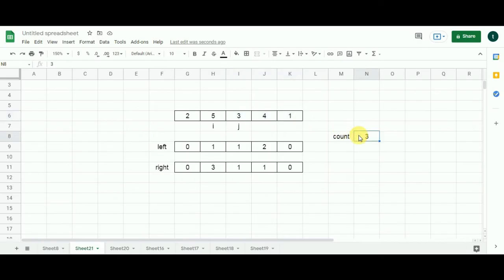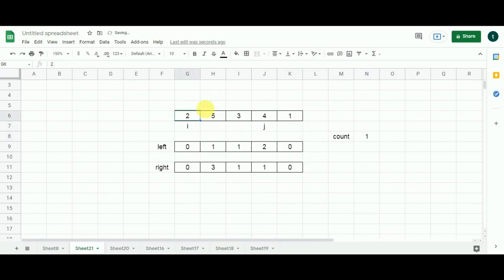Now let me clear this count variable first, and I moves to the last cell from the right hand side, and j goes back to its base position. Now I represents 2 and j represents 1. So is 2 greater than 1? Yes, it is. So the count variable increases by 1. J moves one cell to the left.